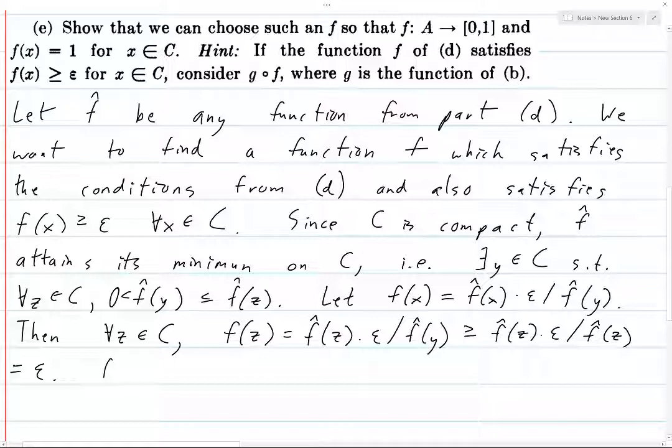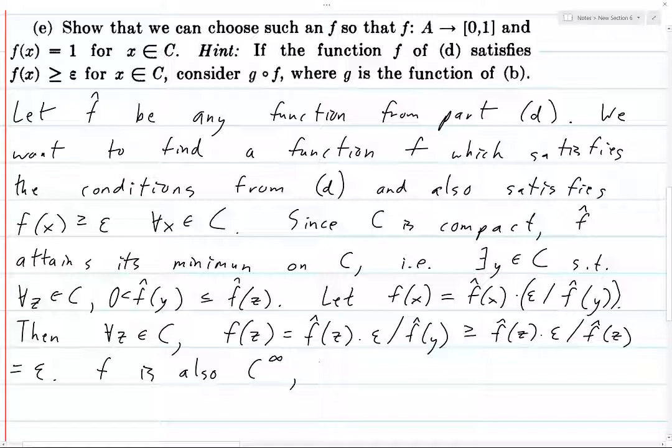See here. f is also C infinity because what we're doing to get f is you just take the C infinity function f hat and multiply by a constant, a positive constant. The positive constant being epsilon over f hat of y. So f is also C infinity.